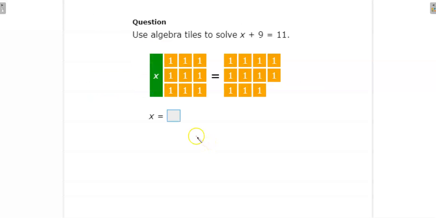For the next problem, we have to use algebra tiles to solve x plus 9 equals 11. So we have 1x, 9 positive units, and then 11 positive units. So I have some algebra tiles set up with my dot cam. I'm going to switch over to that, and we'll demonstrate how we would solve that.